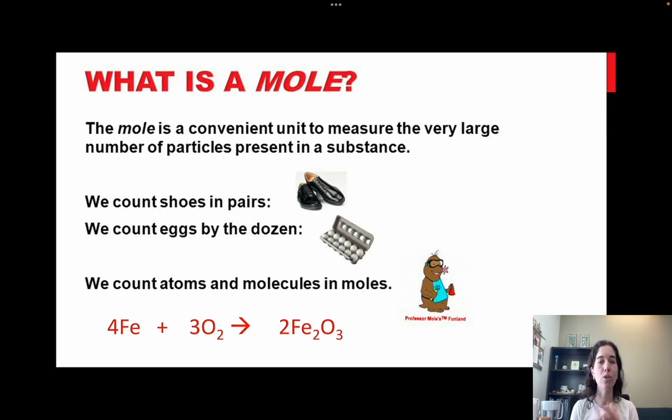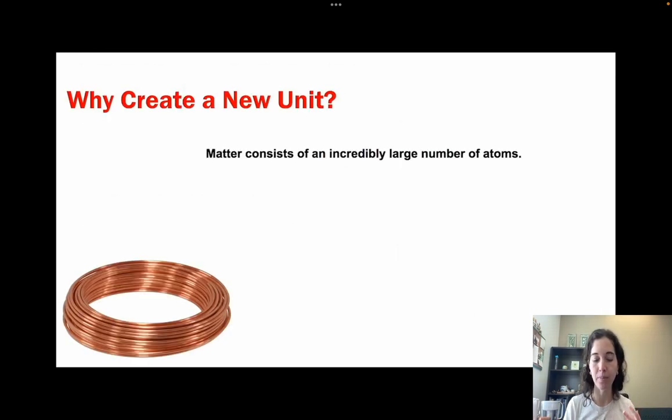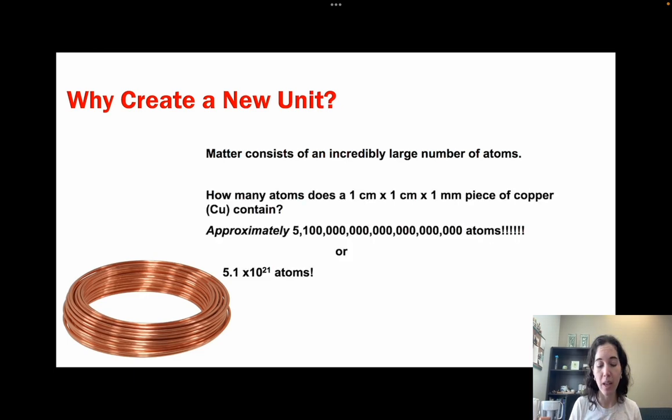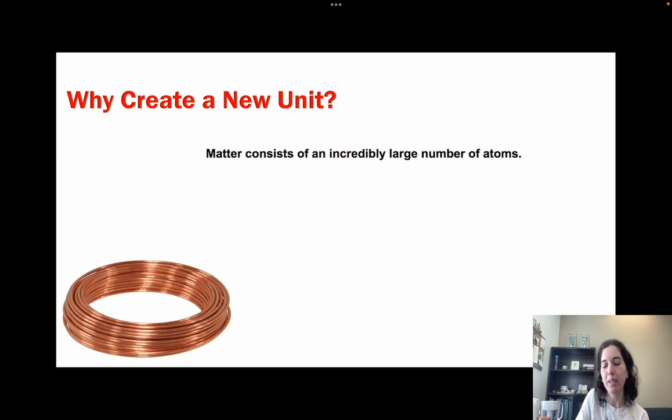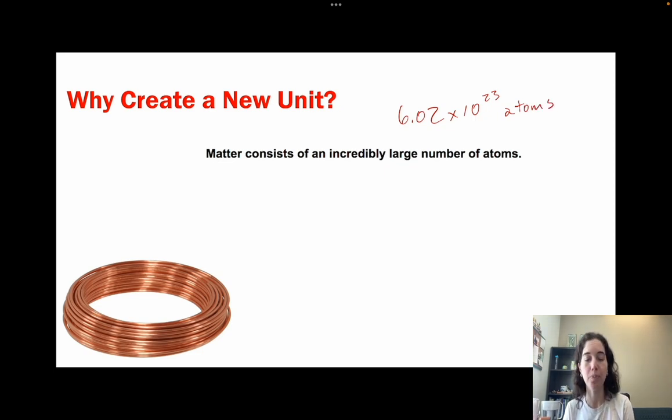Just like how we count shoes in pairs and we count eggs by the dozen, we count atoms and molecules in moles. So it's just a quantity that describes a certain amount of things. So we need to have this new unit because matter consists of incredibly large numbers of atoms. A mole is equivalent to 6.02 times 10 to the 23rd atoms. This is an important number for us to know.